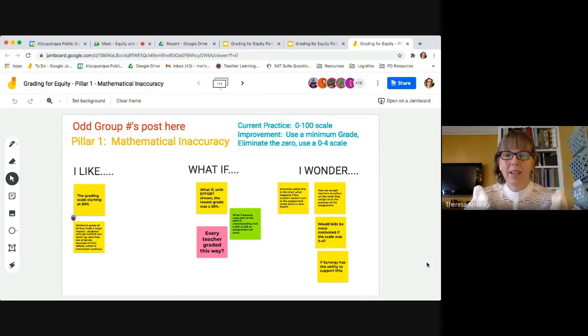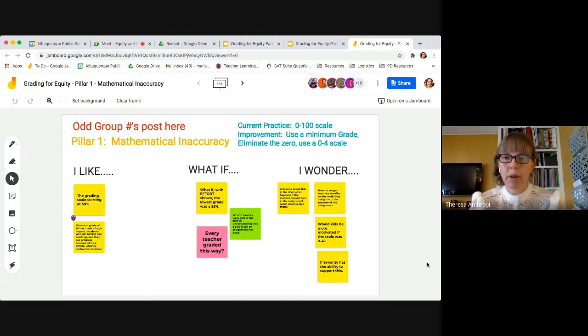Okay, thank you for your feedback. And I know there are a ton of hands up. I'm gonna move to one more, just because we have another pillar we want to get to today. And the what if question that's on this slide says, what if with effort shown, the lowest grade was a 55%? So I don't know who wrote that one, if somebody is willing to share their thoughts on the minimum grade being a 55 instead of a 50.